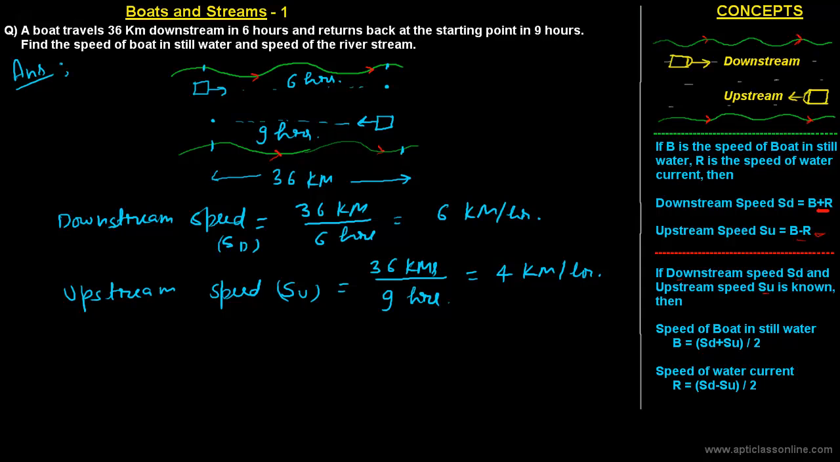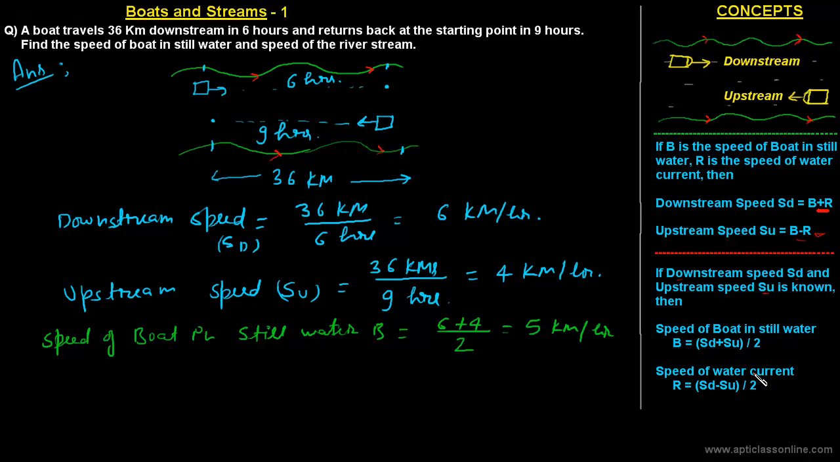So speed of boat in still water, that is B, that is equal to SD plus SU by 2, that is 6 plus 4 by 2, 10 by 2, that is equal to 5 kilometer per hour.